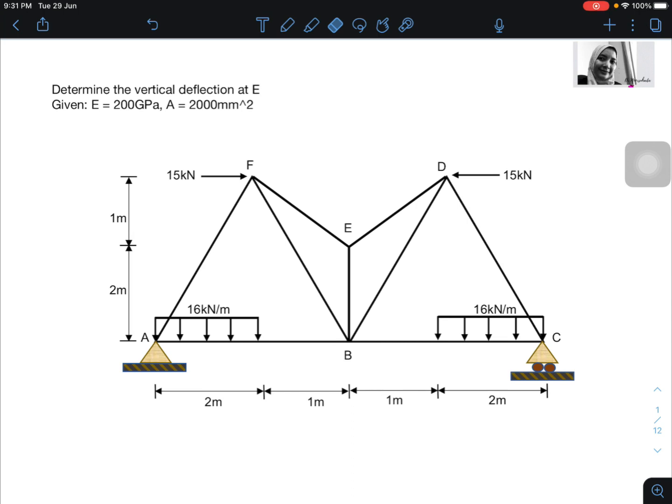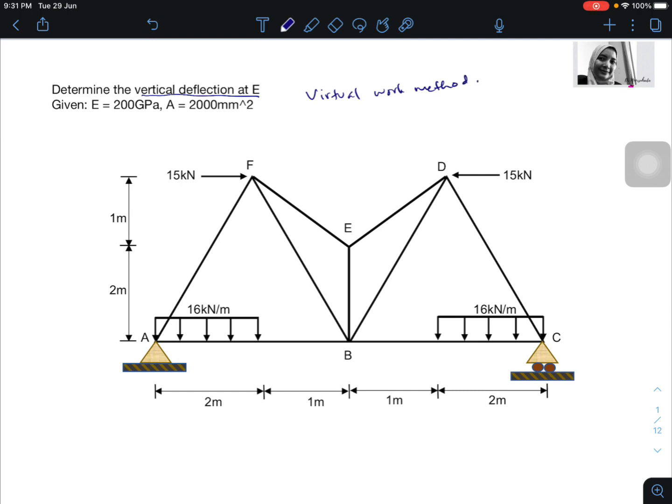Now turn back to this example where we need to identify the vertical deflection at joint E. Okay, vertical deflection at joint E of this truss using the virtual work method.